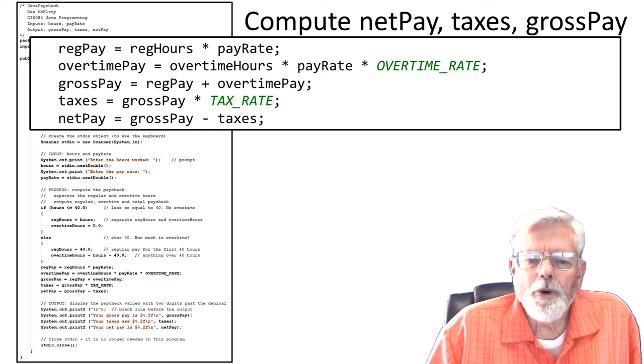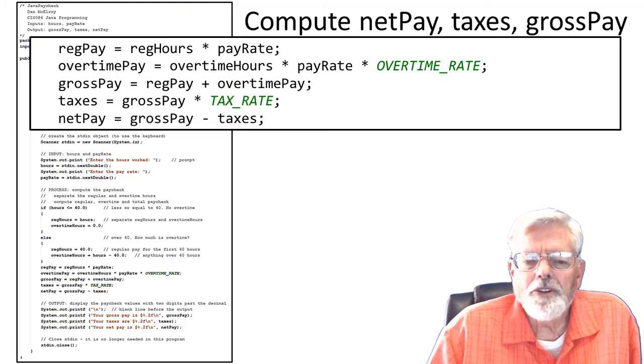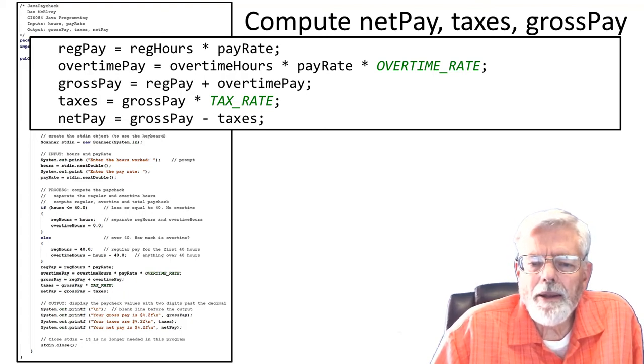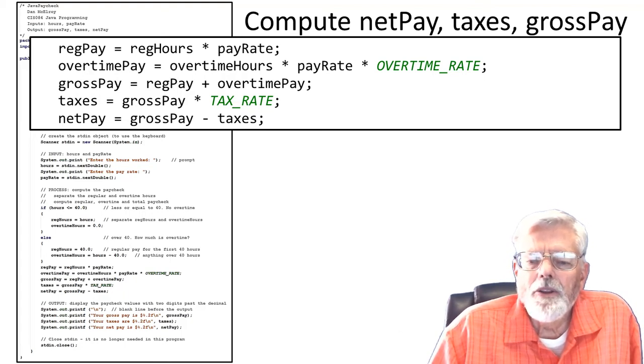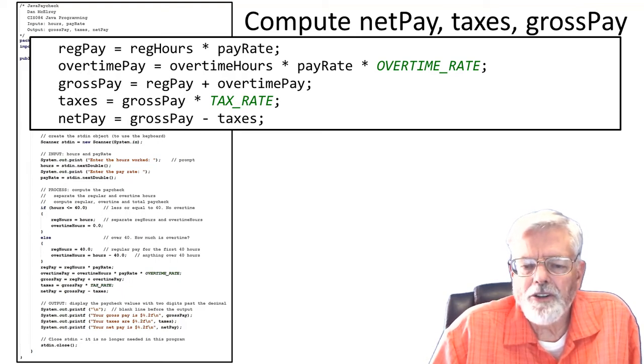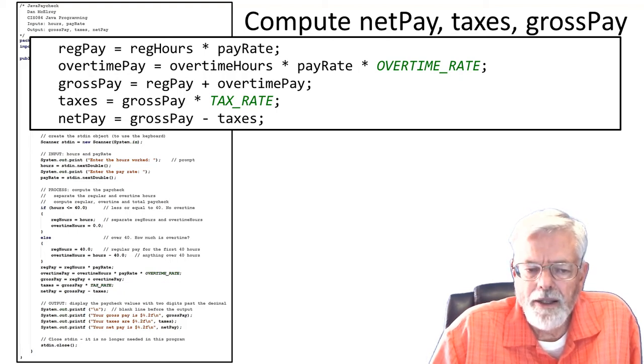The computations for reg pay and overtime pay are fairly straightforward. Reg pay equals reg hours times pay rate. Overtime pay equals overtime hours times pay rate times overtime rate. The overtime rate is from the constant 1.5 at the top of the program. The gross pay, paid before taxes or any other deductions, is the sum of reg pay and overtime pay.